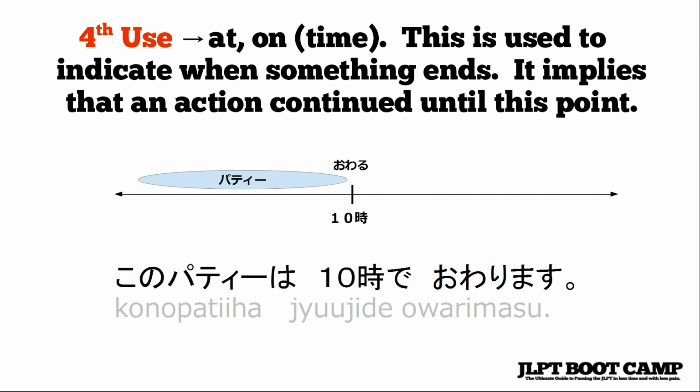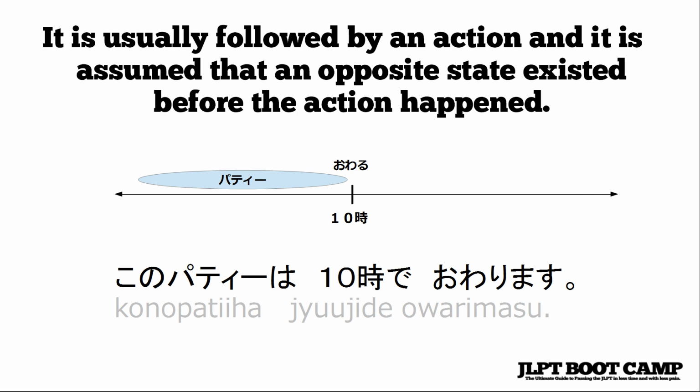And so to use this de in this particular situation, it's usually followed by an action, and it is assumed that an opposite state existed before the action happened. Here it's owarimasu, finished. So we assume that before that time the party was going on.